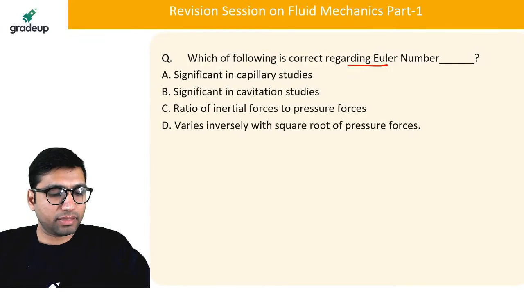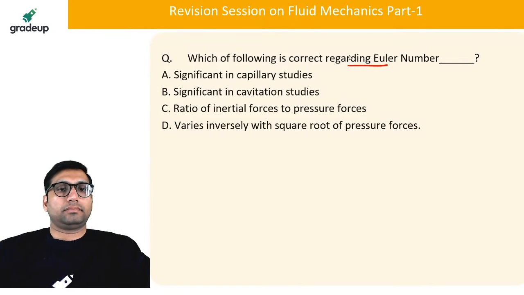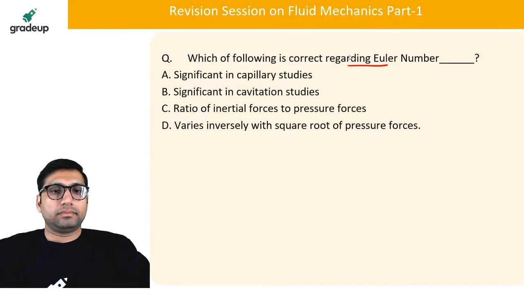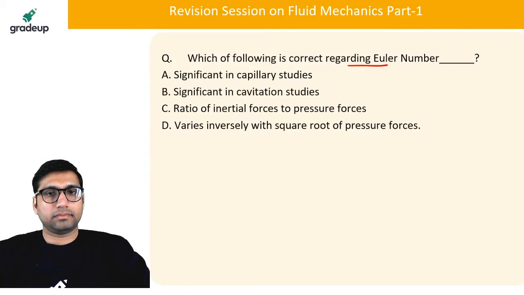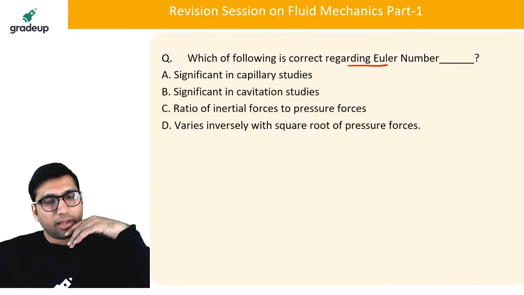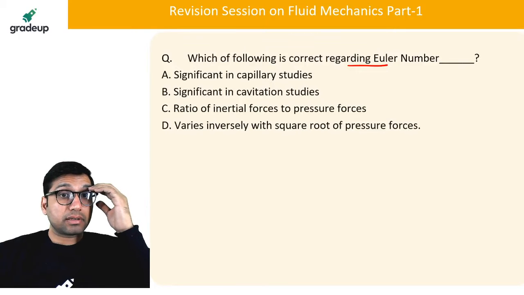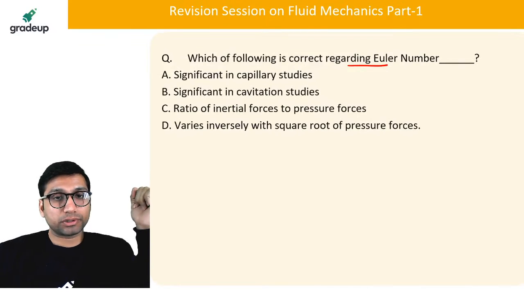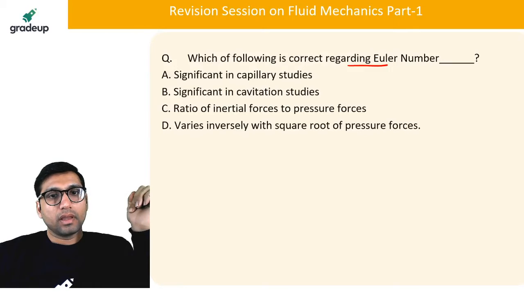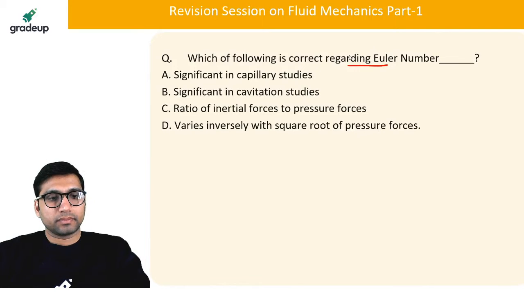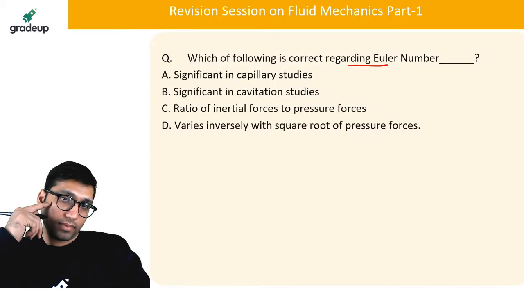Quickly answer the question. Shivani is saying C for this question. The options again: significant in the capillary study, significant in the cavitation study, ratio of inertia force to pressure force, or varies inversely with the square root of the pressure force. Quickly tell me the answer. Vikram is saying C and D. Okay.